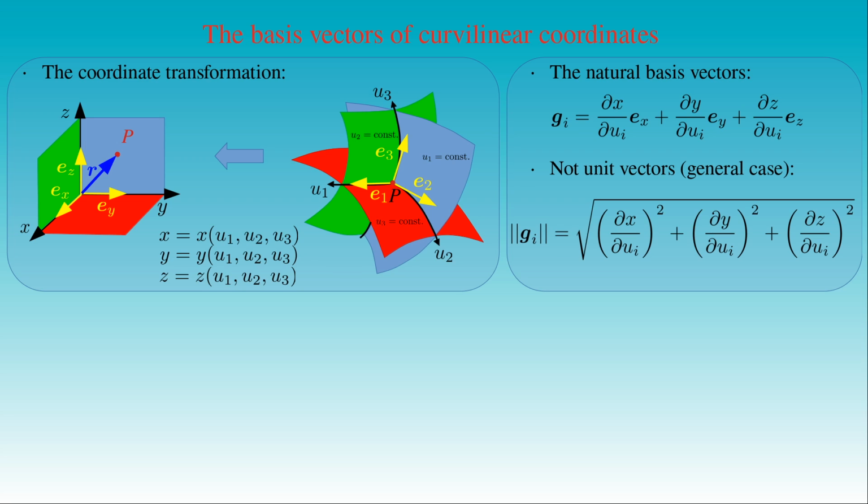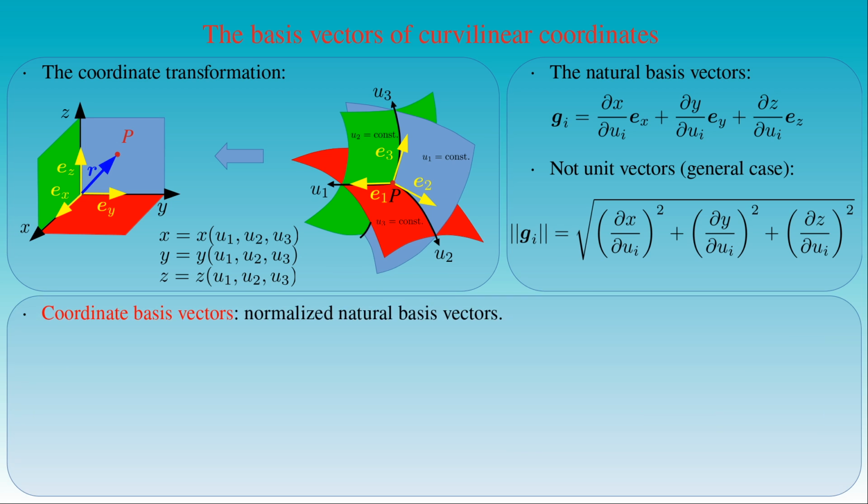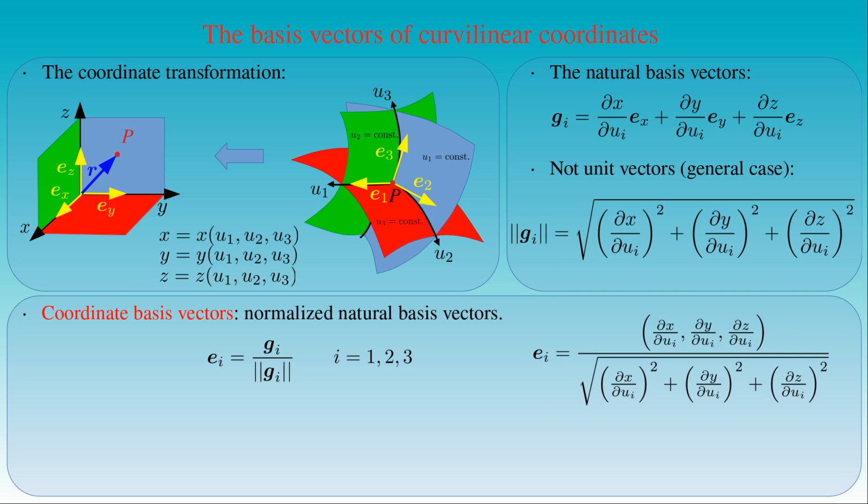is not necessarily unity. Now, the coordinate basis vectors of the curvilinear coordinates are defined by the normalized natural basis vectors. That is, E_I is equal to G_I divided by the length of G_I, where the index I is running from 1 to 3. Here we can see the explicit forms of the coordinate basis vectors, which are complicated expressions.